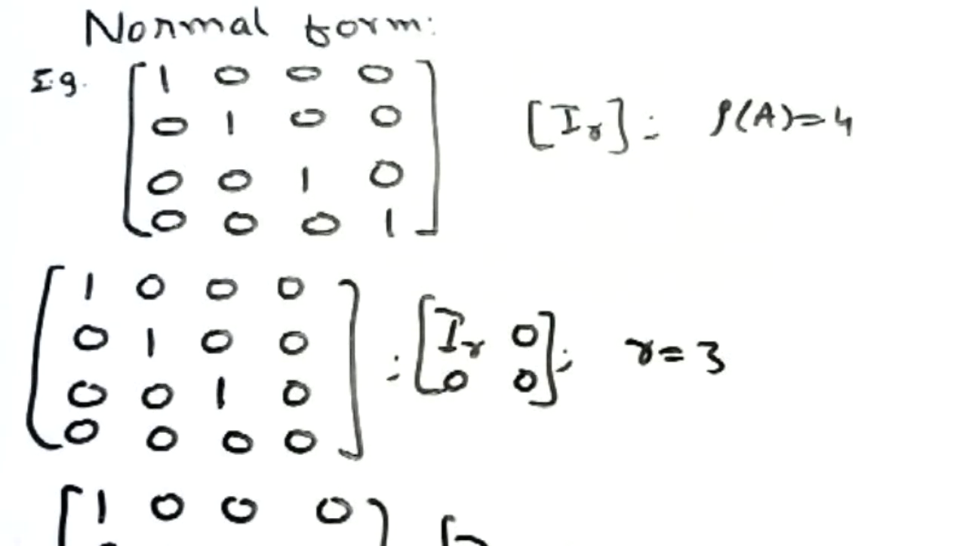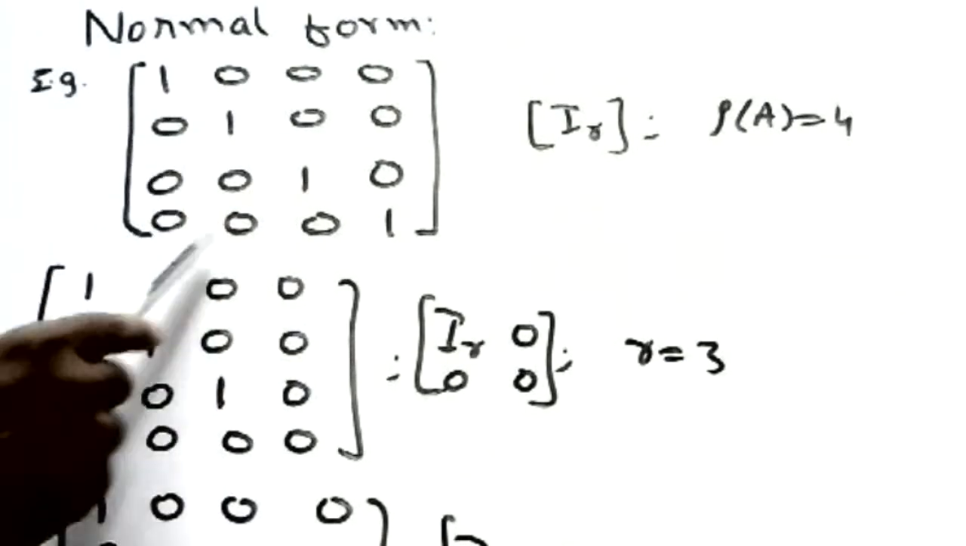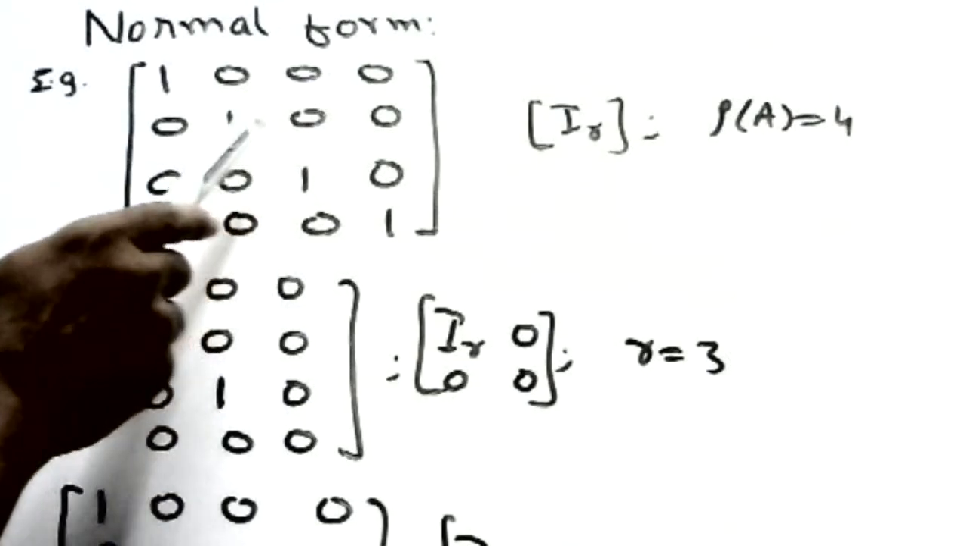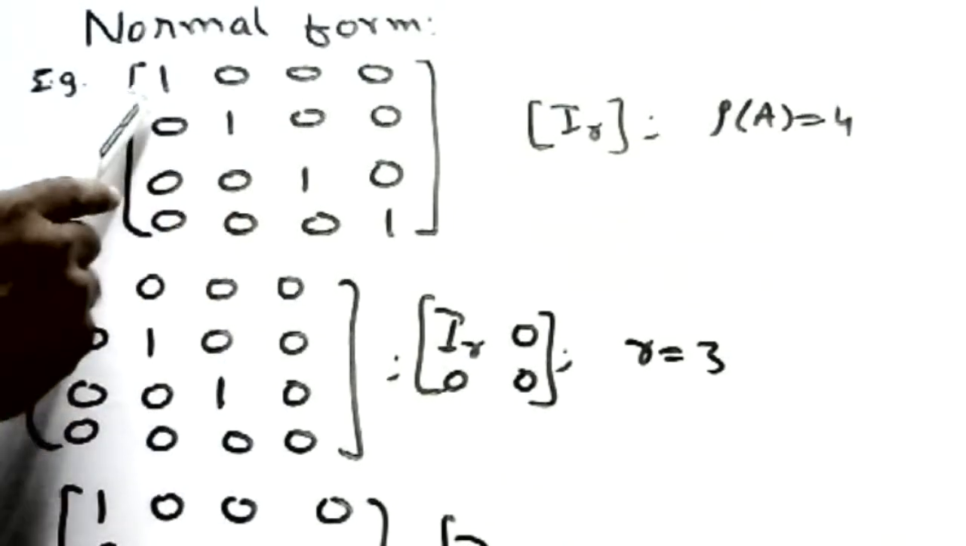Today, in this class, we are going to discuss the normal form. First, I wrote some examples of the normal form. You see here, the first question. We have to make the zeros. Let me see how we will make the zeros afterwards.